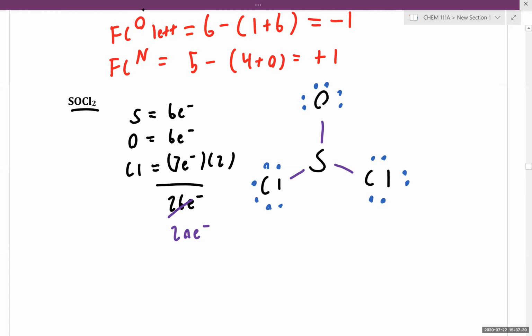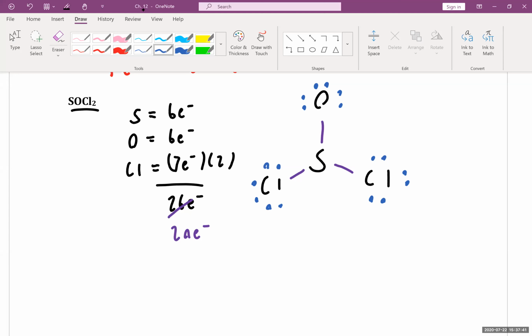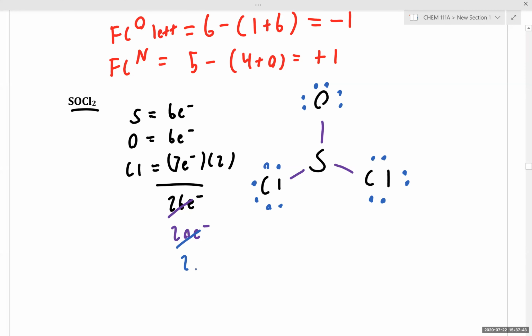Okay, so now this all looks great. We've used up 18 electrons. We have 2 electrons remaining. Where do we place our last 2 electrons? Sulfur. So 1, 2, we've used up all of our electrons.